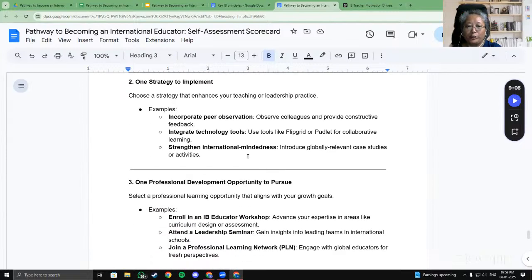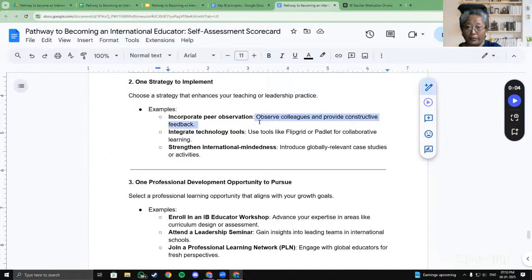Now, one strategy to implement: you can observe colleagues and provide constructive feedback. Because you are a trailblazer, that means you know more than the others who are emerging or aspiring. You can go into your colleagues' classrooms and give constructive feedback to them. Use tools like Flipgrid or Padlet for collaborative learning. Now, this is for your learning. You can integrate technology tools. You can strengthen your international mindedness. How? By introducing globally relevant case studies or activities in your classes.